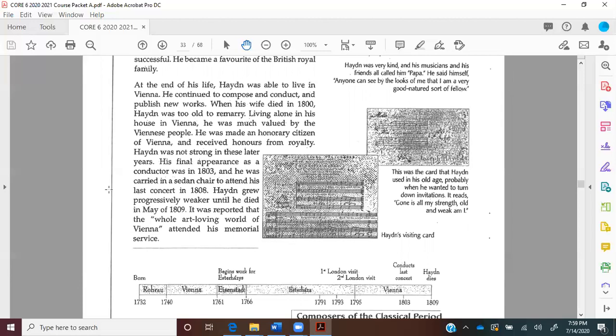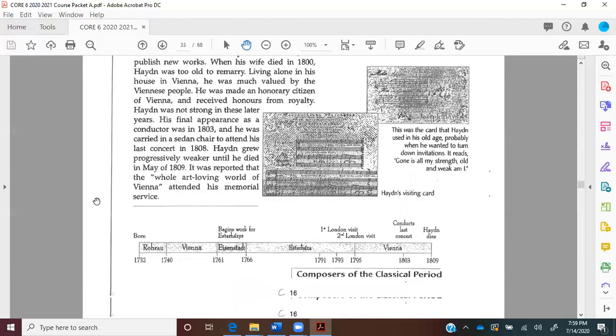Haydn was not strong in these later years. His final appearance as a conductor was in 1803, when he was carried in a sedan chair to attend his last concert in 1808. Haydn grew progressively weaker until he died in May of 1809. It was reported that the whole art-loving world of Vienna attended his memorial service.